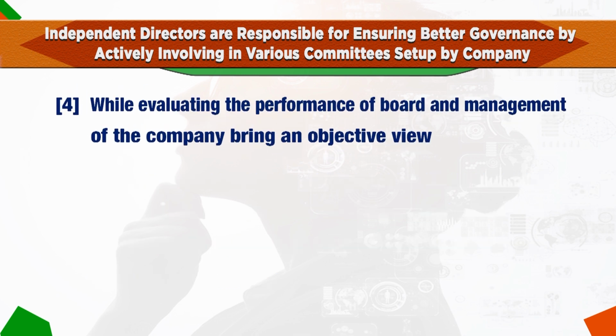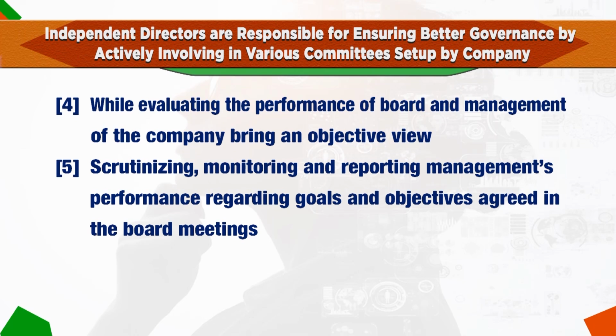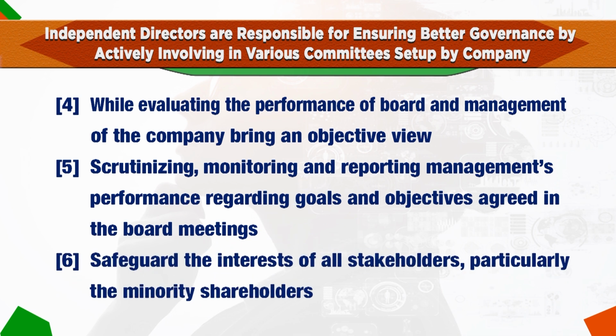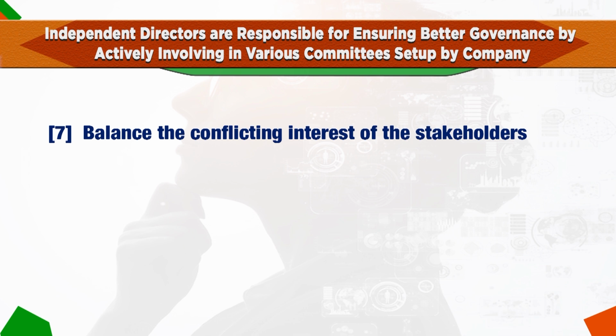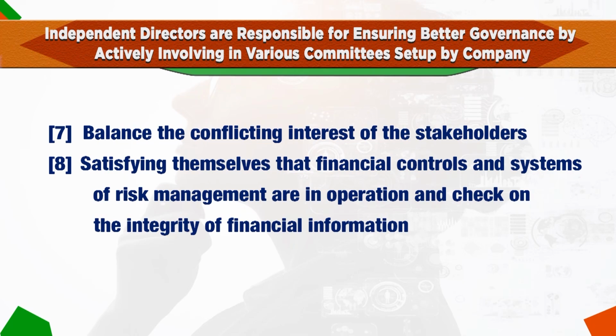Number 4, while evaluating the performance of the board and management of the company, bring an objective view. Number 5, scrutinizing, monitoring and reporting management's performance regarding goals and objectives agreed in the board meetings. Number 6, safeguard the interest of all stakeholders, particularly the minority shareholders. Number 7, balance the conflicting interest of the stakeholders. Number 8, satisfying themselves that financial controls and systems of risk management are in operation, and check on the integrity of financial information.